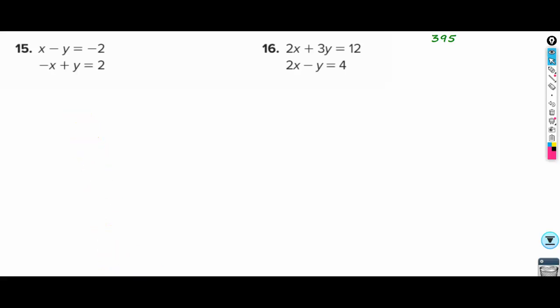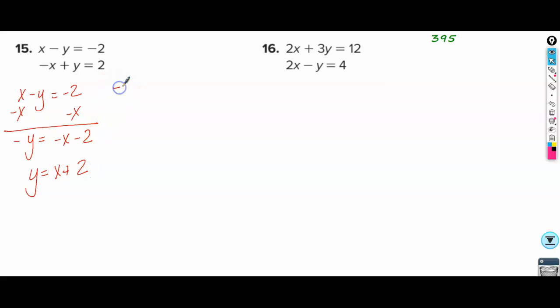Not too hard. All right. X minus y equals -2. Subtract x from both sides. Negative y equals negative x minus 2. Multiply everything by -1, and you get y equals x plus 2.